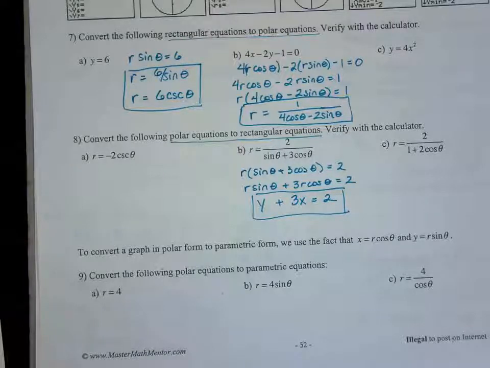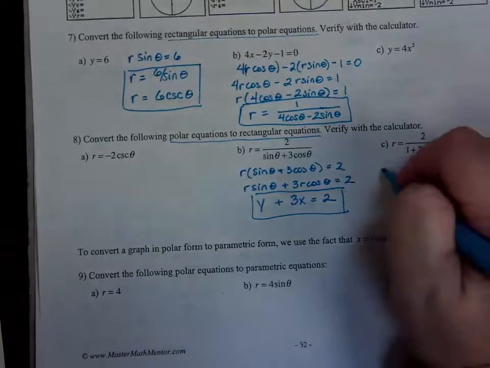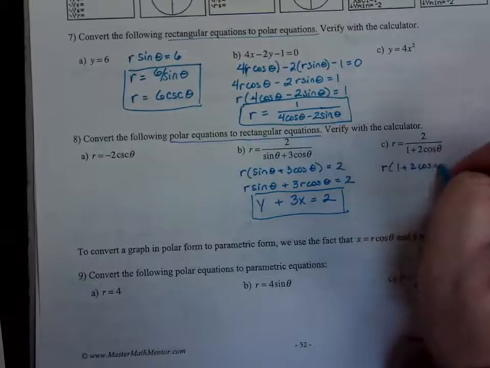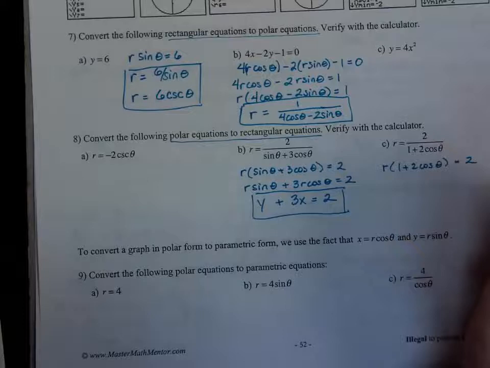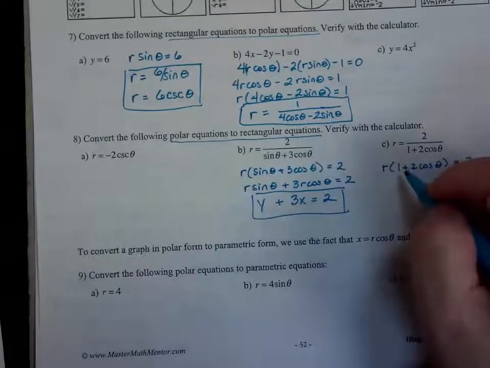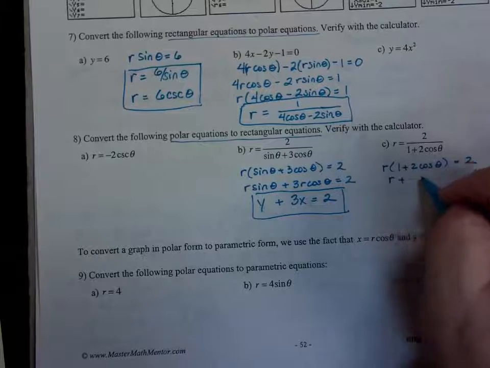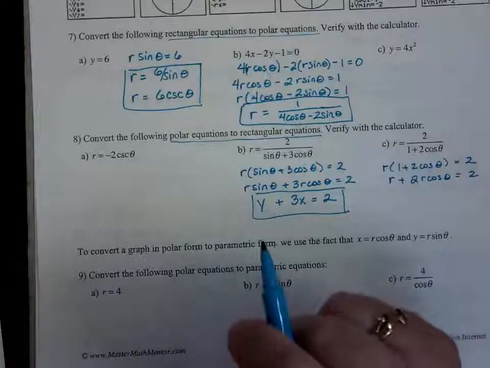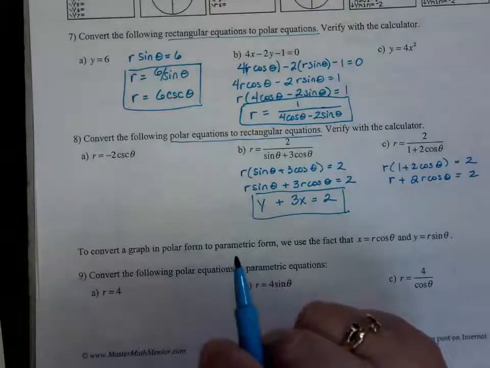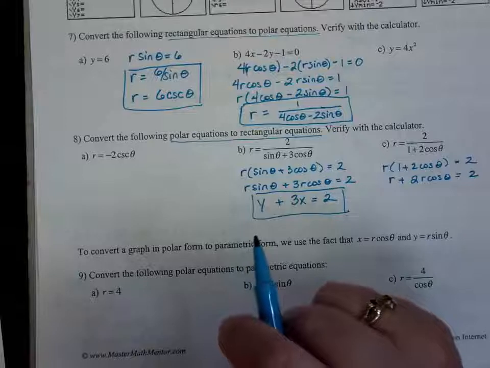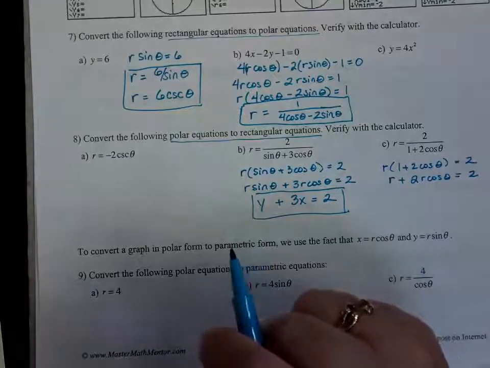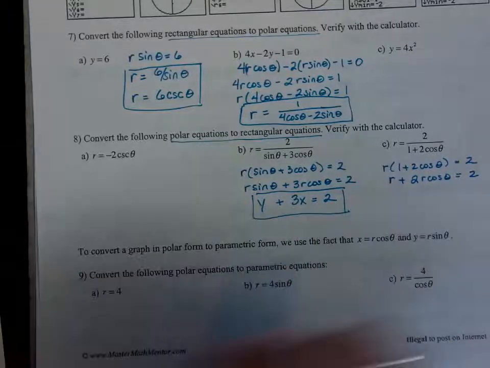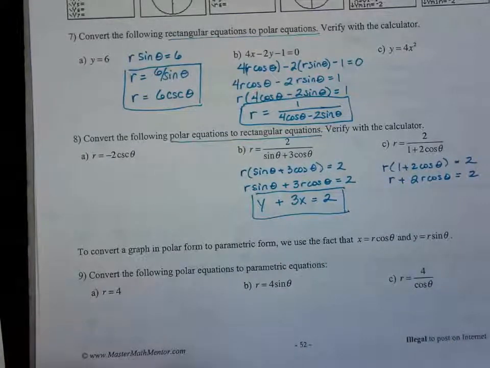So we're going to start the next one the same way. Multiply both sides by the denominator. So that'll be r times 1 plus 2 cosine of theta equals 2. So what is this going to say if I distribute? R plus 2r cosine theta equals 2. Okay? So what is the second term? It's going to be just x, right? 2x. But that first term, r, do we have some sort of an equation that relates r's to x's and y's?